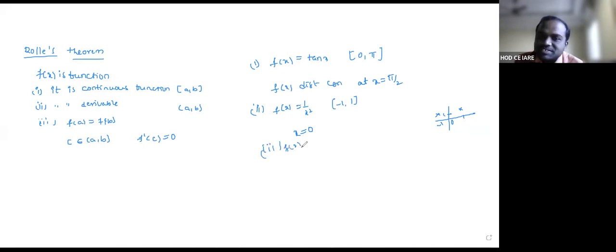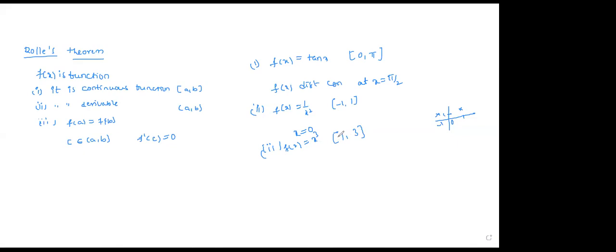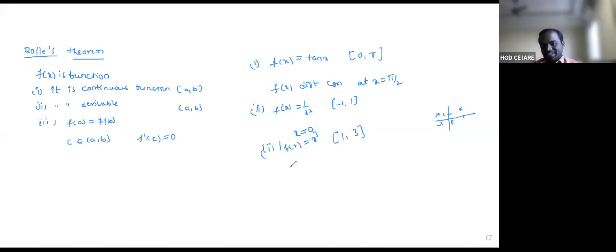F of x is equal to x cube in the interval of 1, 3. This one. Since it is x cube on 1, 3, it is a continuous function. It does not break anywhere in 1, 3. Is it continuous? No sir, continuous. It does not break anywhere. So it is continuous.